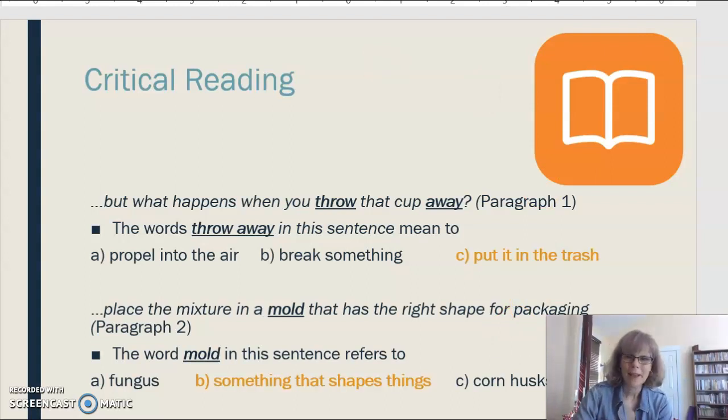I'm going to give you my answers. So I said to throw something away means to put it in the trash. That's what they're talking about in paragraph 1. And then for this one, it was something that shapes things. And hopefully you saw that right here in the mold that has the right shape. It's not talking about mold on food or cheese. It's talking about something that's shaping an object. Good work.